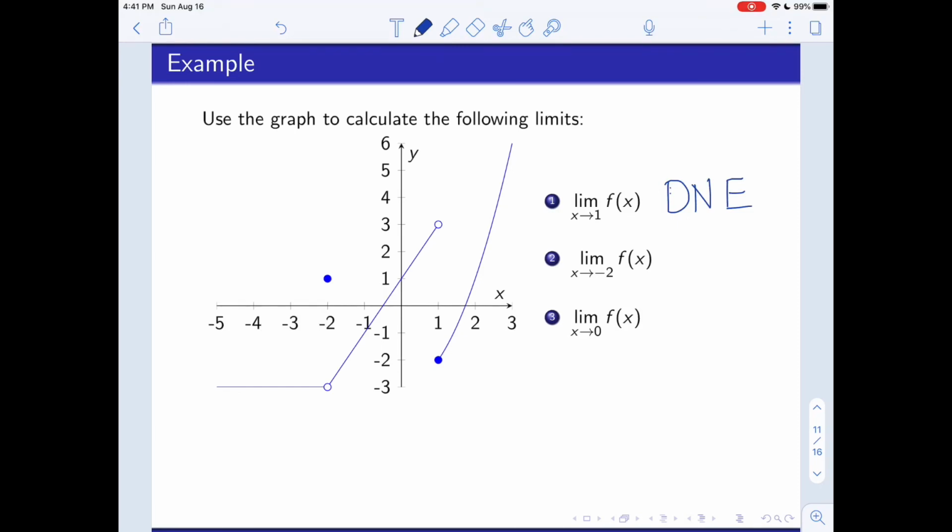For number 2, when we looked at the point approaching -2, both the left and the right approached the same point. They both had a y value approaching -3. And since both left and right had the same limit, then we say that the limit for the regular old two-sided limit is also -3. And finally, the limit as x approaches 0, that was another one where the left and the right were the same. And so we say that one is 1.